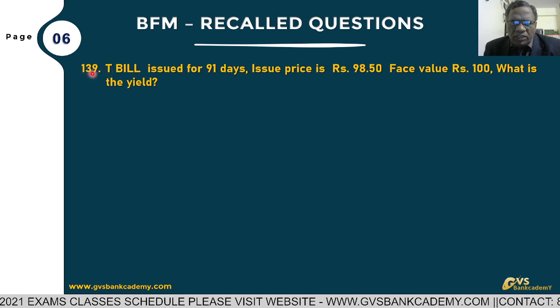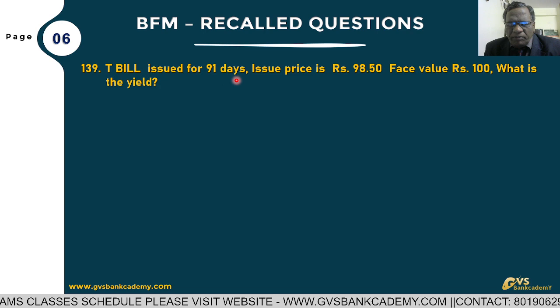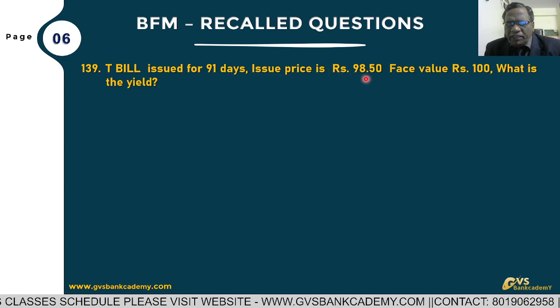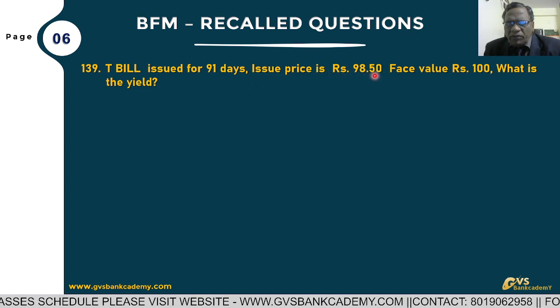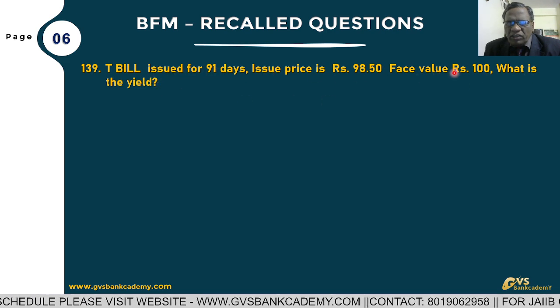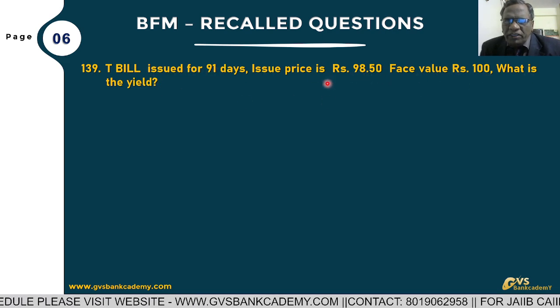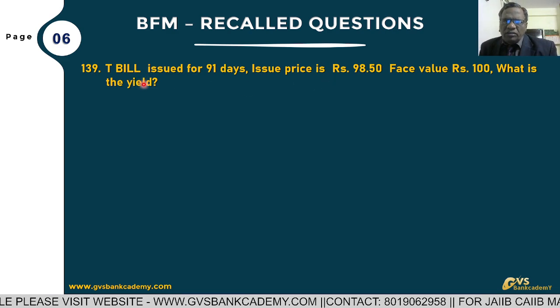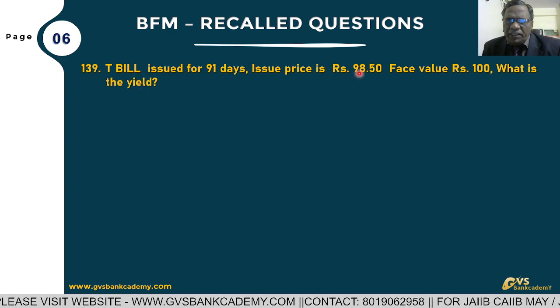Question number 139. A Treasury bill is issued for 91 days. The issue price is 98.50. The face value is 100. What is the yield on this transaction? In this transaction, how much yield is the investor getting? That is the question. So the issue price is 98.5.